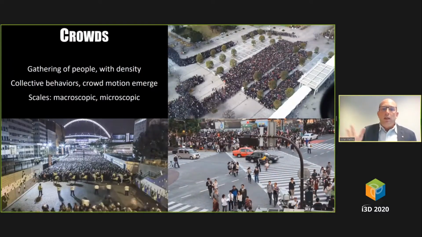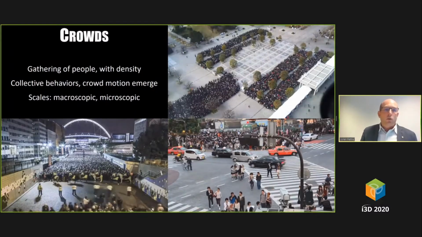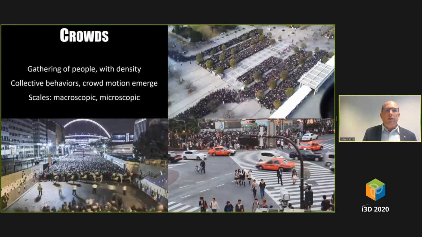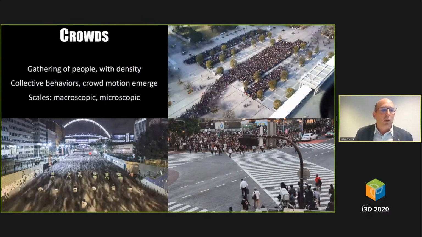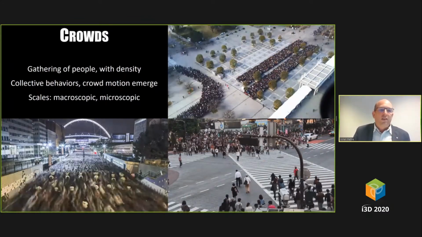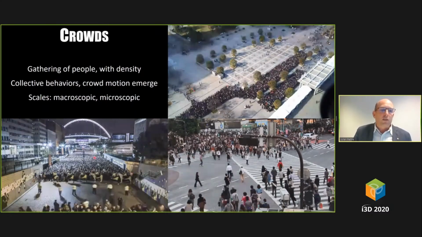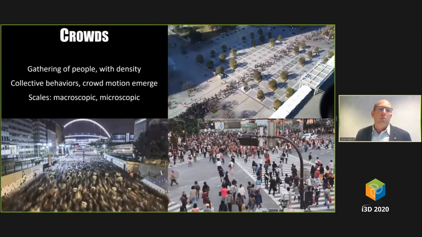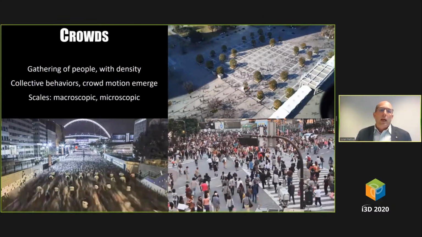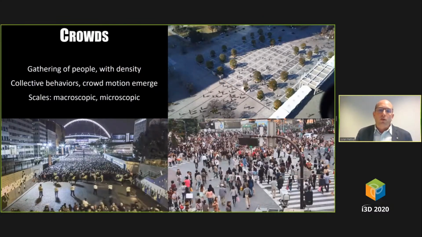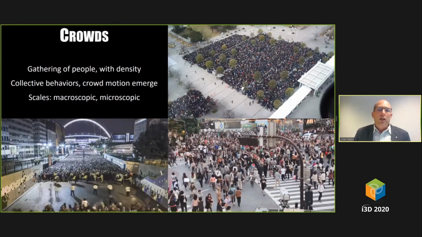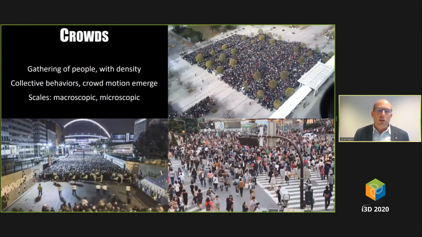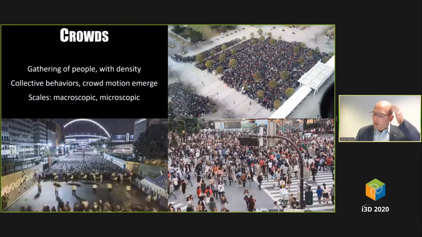Immediately you see that I'm already talking about 2 scales at minimum. One is macroscopic, the crowd as a whole. You see a nice example here of what we see when considering the crowd at the macroscopic scale, looking a bit like a fluid motion. And you can also consider the microscopic scale, where it's more about individual motion and individual interactions.